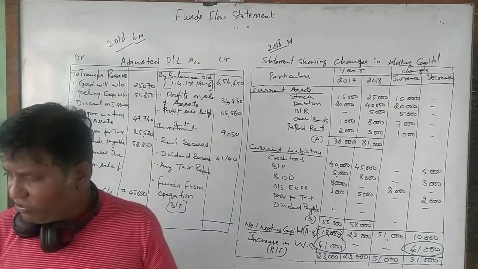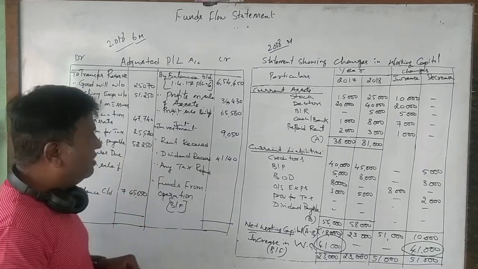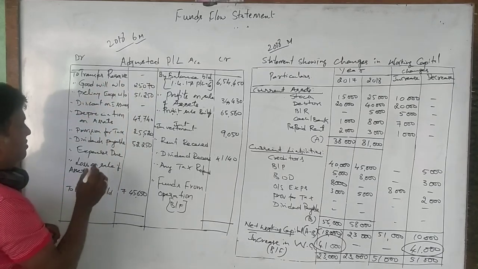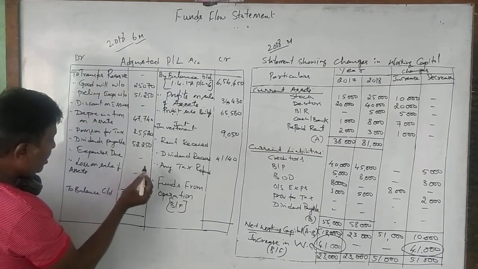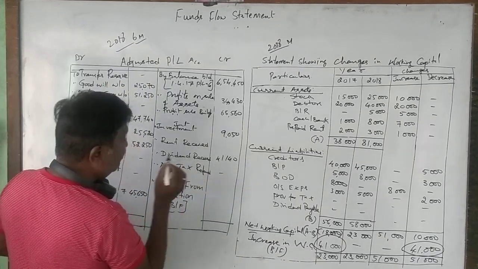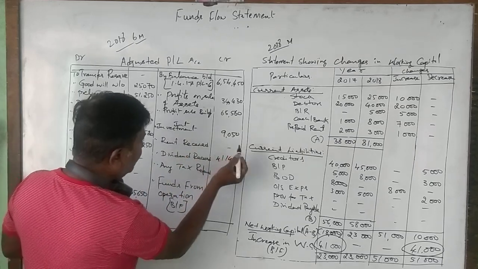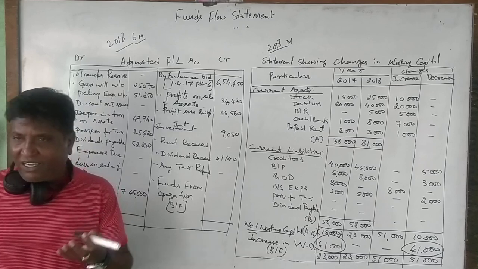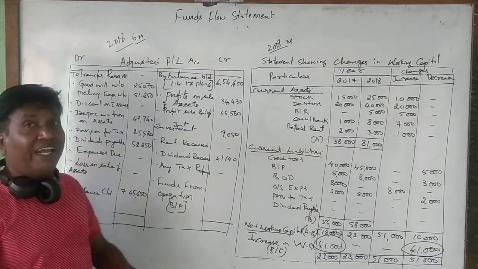That's all, this question is solved. What did we do? We just filled in the blanks. There is no discount, no transfer to reserve, no expenses due, no loss on sale of asset, no tax refund, and no rent received. So if you write this pro forma, you will easily get 6 marks without any doubt.